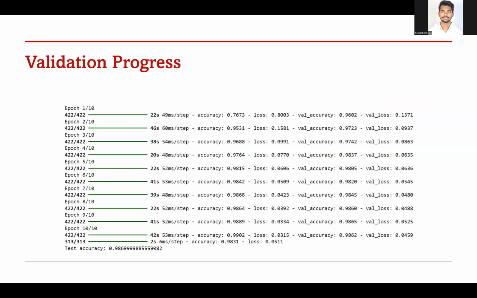So this is the validation progress. These are the validation progress values for epoch 1 to epoch 10. As you can see, the accuracy, loss, validation accuracy, and validation loss, everything from epoch 1 to epoch 10. The final test accuracy is 98.69% here.